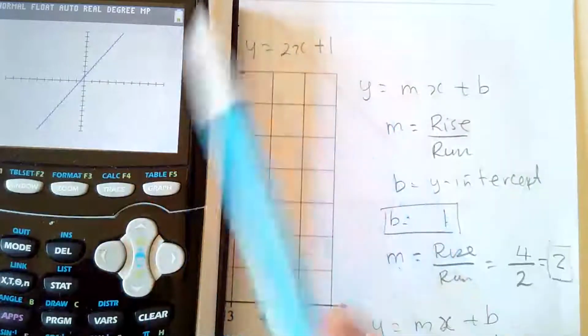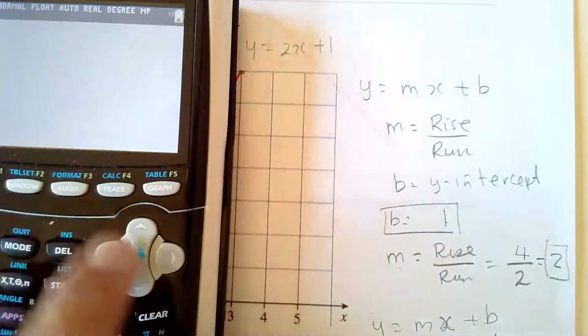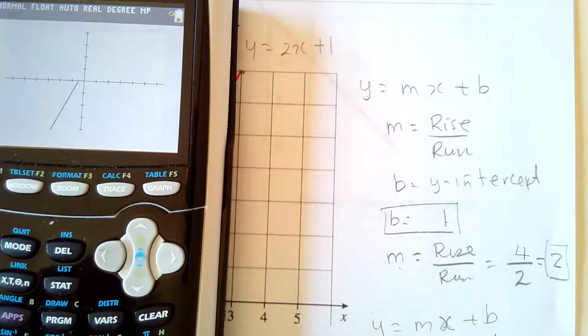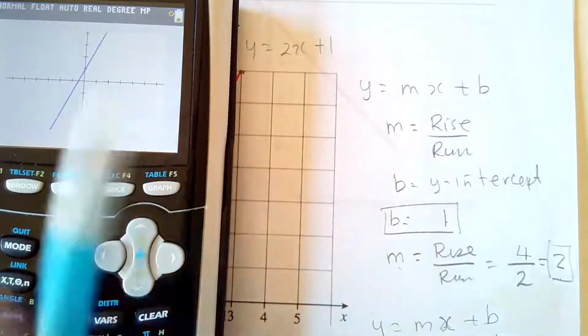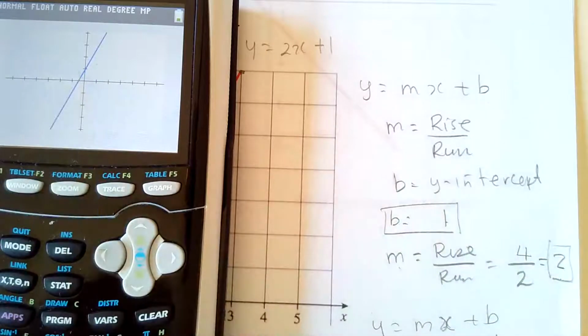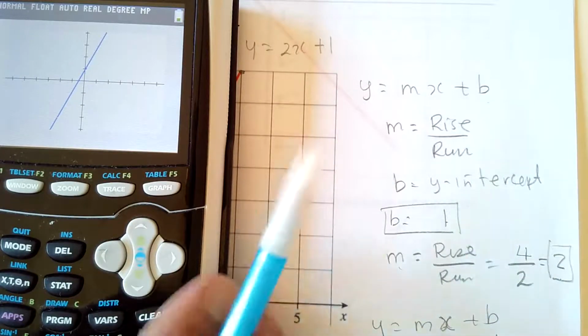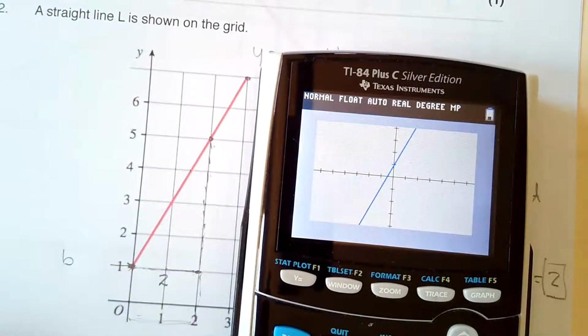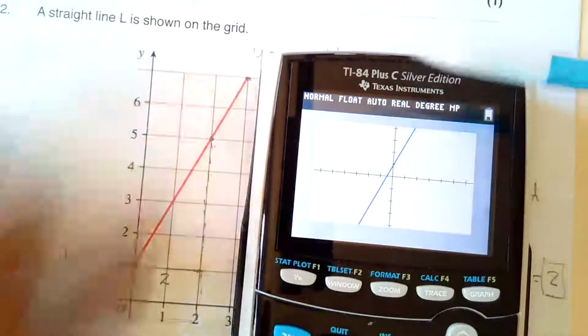Notice it crosses the y-axis at 1. Now I'll zoom in here, and you can see that it crosses the x-axis at 1 here. Similar to what we have. If I were to extend this, it would be 3.